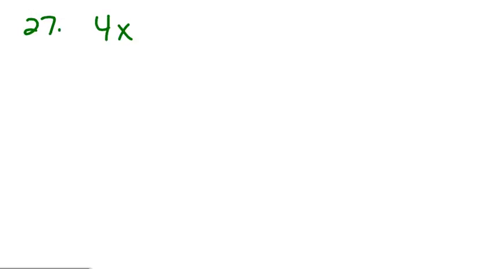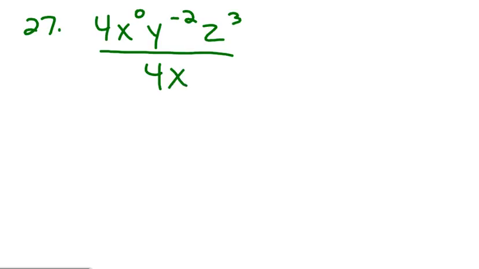27, 4x to the 0, y to the negative 2, z cubed over 4x. Start with the coefficients. 4 over 4 is 1. So those are gone, right? They basically just cancel each other out. X to the 0 is 1. So that's really gone too. I have an x on the bottom. There's no longer any x on the top, so the x on the bottom is just going to stay there.